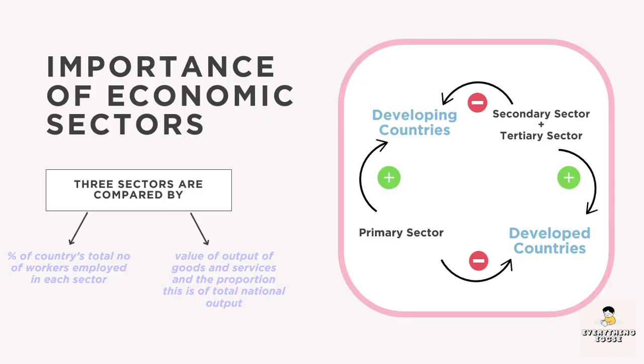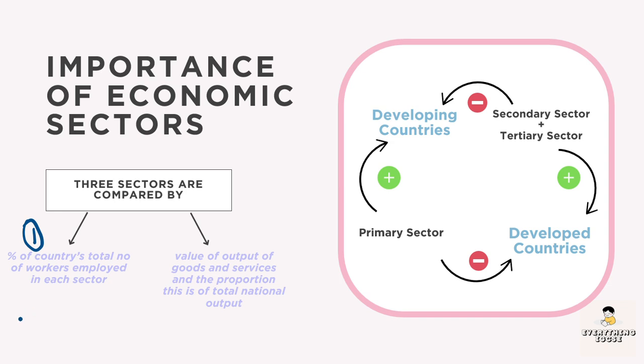Okay, now the importance of economic sectors. The three sectors are compared by two methods. Okay, there can be two ways that you compare how important or significant a sector is within a country. So the first way you can compare it is by looking at the percentage of the country's total number of workers employed in each sector.